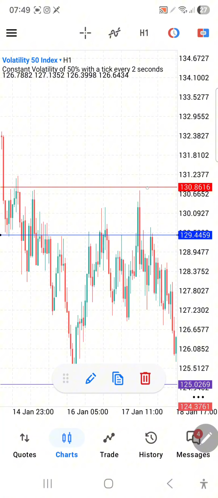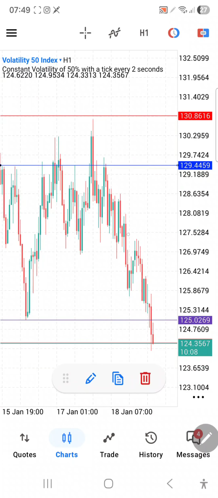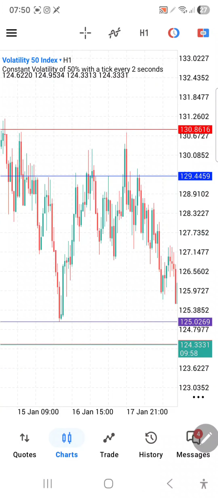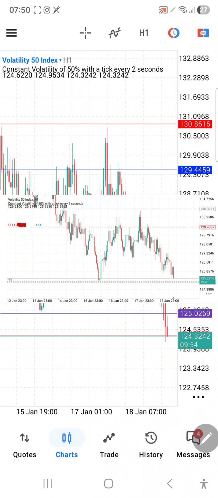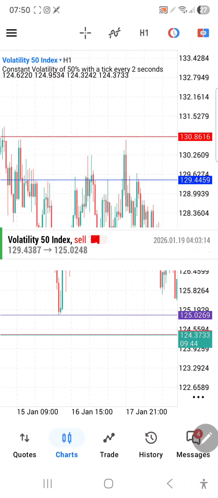Almost took, because this red line was where my SL almost took us out, and later, it dumped. The ranging of this trade was so much. You could see how price was ranging until it was able to break out that zone. This was when the trade hit take profit, and this was when I got notification that the trade has hit take profit. And this was the aftermath of the trade.